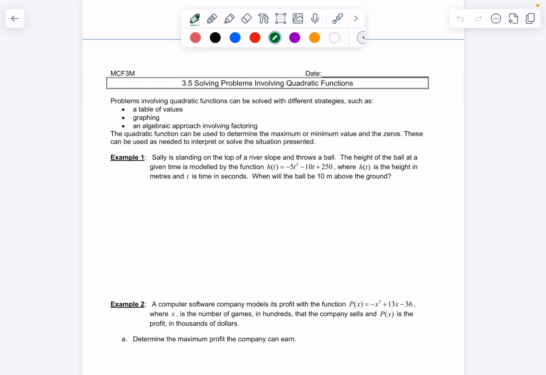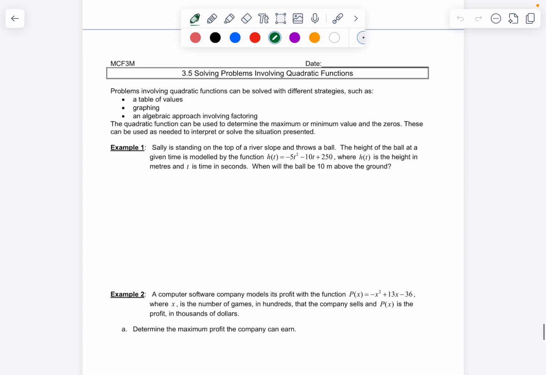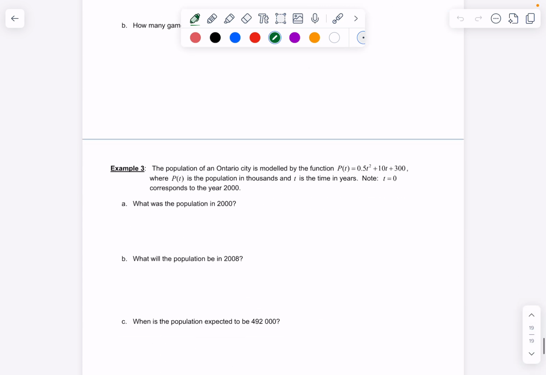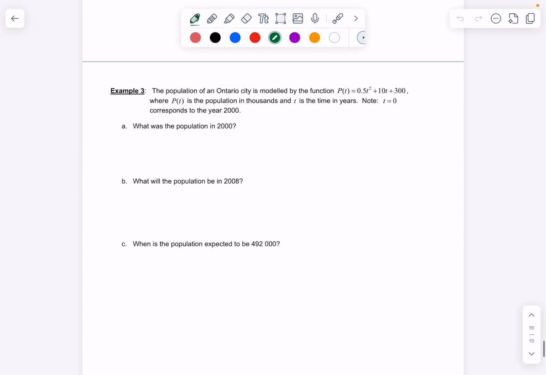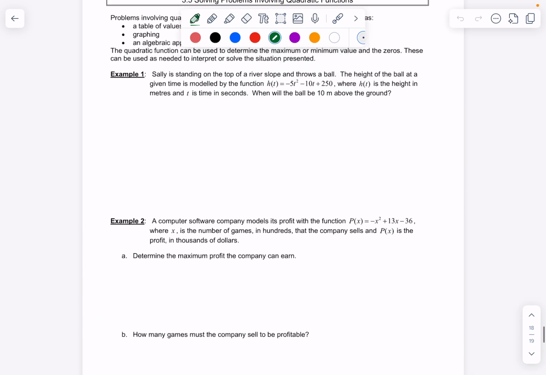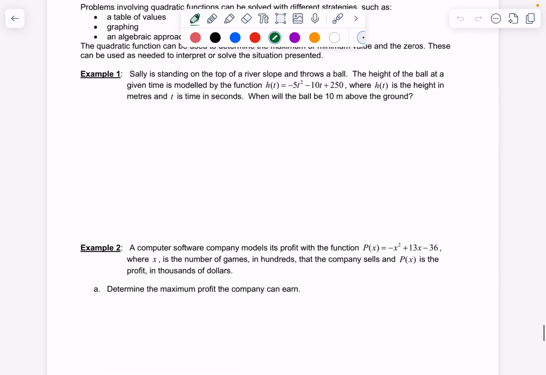Okay, so lesson 3.5, solving problems involving quadratic functions. So we're doing more word problems today. We'll see that we have 1, 2, 3 examples. So it's not going to be a super long lesson, but we'll be able to see different types of quadratic word problems and how to go about solving them. So let's get right into it.